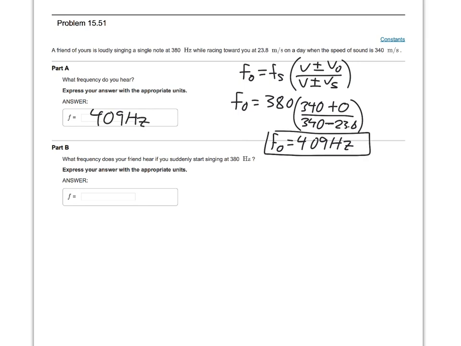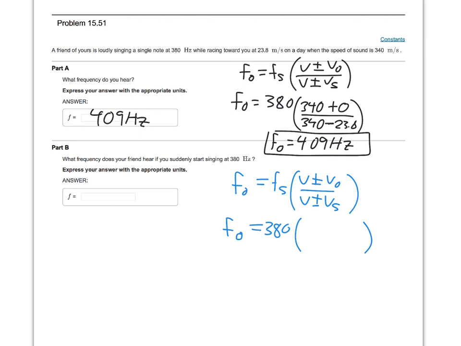For the second one, we're going to set up the same equation here, except now we're considering the case where the person that was initially at rest is now emitting the sound, and the person moving is hearing that sound. So we're going to set up our Doppler effect equation yet again. Our frequency of the source is still 380 because the person at rest is making that sound at 380 hertz.